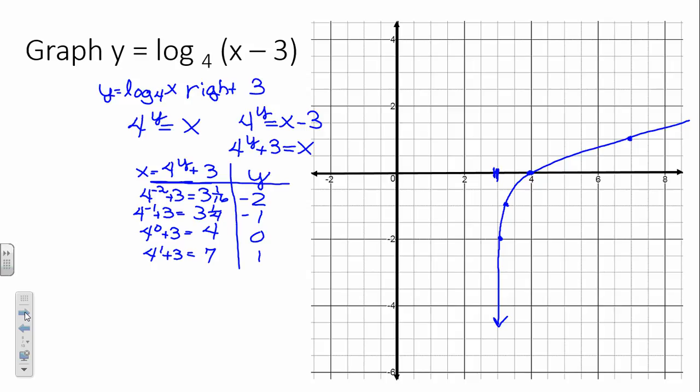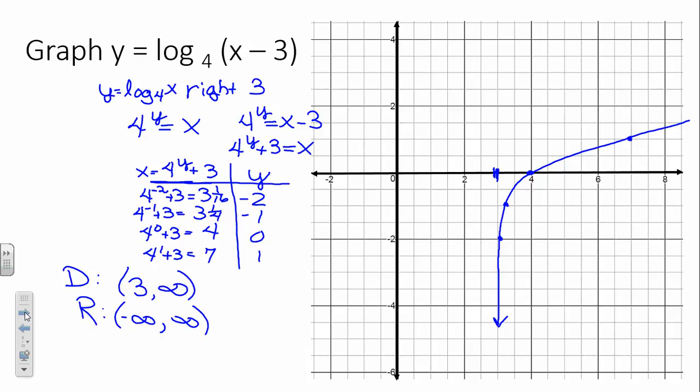What's our domain here? 3 and above, right? Let's do a negative and 3 to infinity range. Hasn't changed, has it? Okay. What questions do we have about this one?